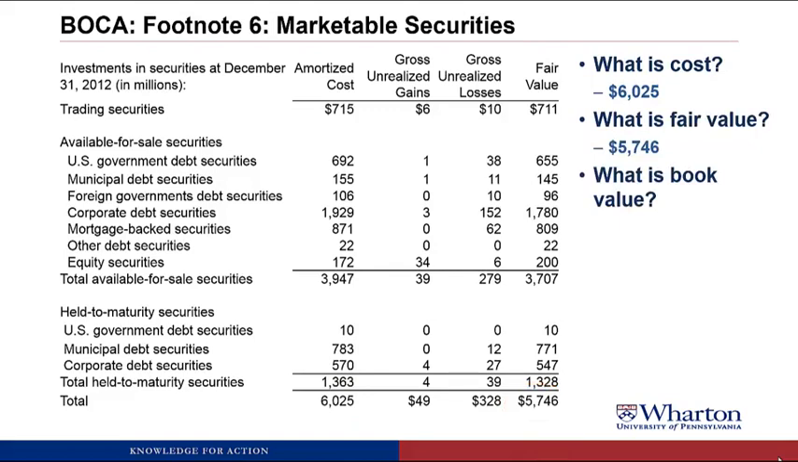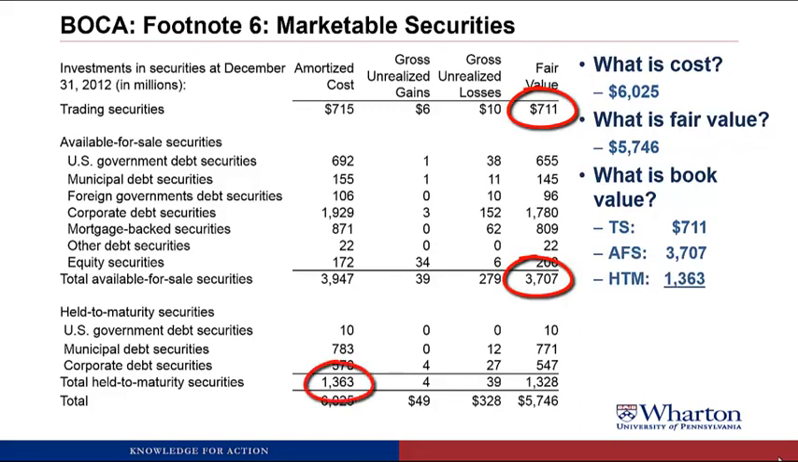What's the book value? So what's the amount that this is going to show up on the balance sheet? Well, that's a little more complicated. Trading securities, TS, are going to show up at their fair value, 711. Available for sale securities will show up at their fair value, 3707. But held to maturity will show up at their cost, 1363. So what shows up as book value on the balance sheet is 5781.